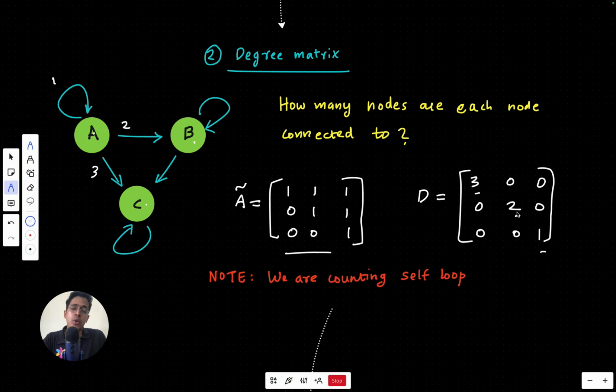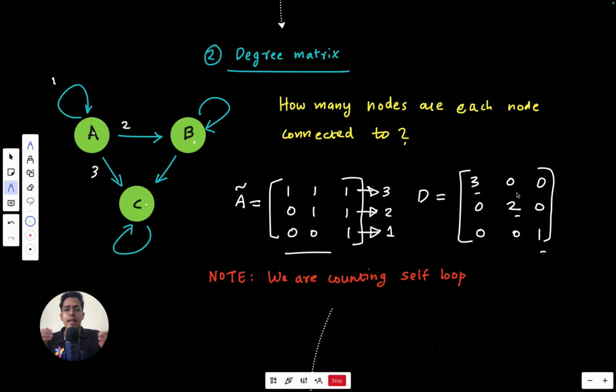For node B, there are 2 connections, and node C, there is 1 connection. You can also get this from the adjacency matrix. So basically, if you add up the first row, the sum of the first row is 3. So that you can note as the degree, the first element of the diagonal. The sum of this row in the adjacency matrix is 2, and the sum of this row is 1. And you can see that they are the diagonal elements.